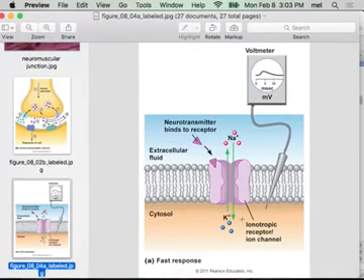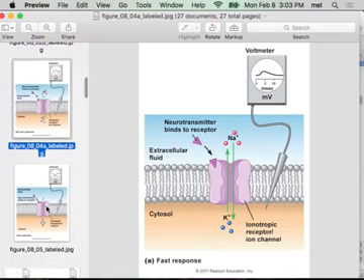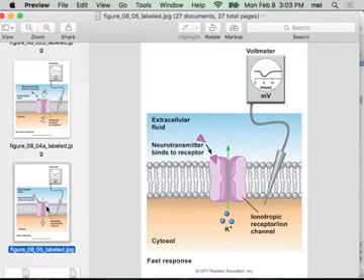Okay, so the kind of receptor that does this one, in which the receptor is an ion channel, these are called ionotropic receptors, and they're the fastest ones that we have. The receptor is also an ion channel, so this is an ionotropic receptor, but it doesn't have to be a sodium one.